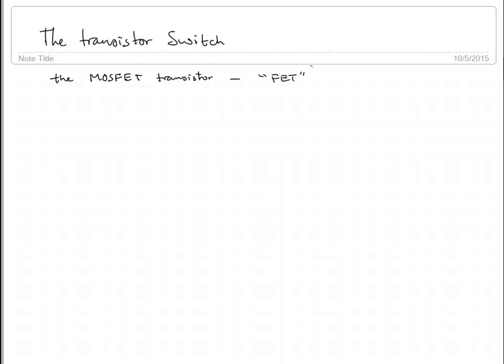Now before we get into looking at our first and most ideal model for the MOSFET, let's return to our logic gates and consider the question of how to implement an inverter.